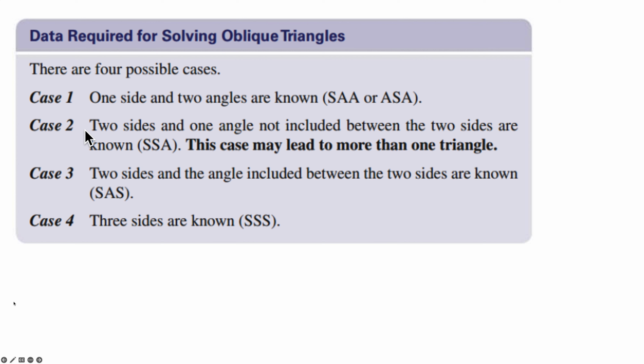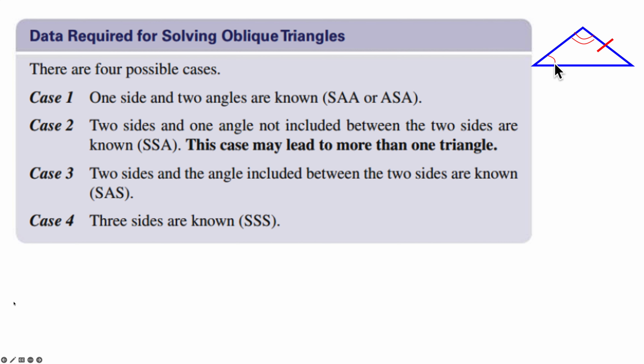Case number 2, two sides and one angle not included between the two sides are known. This is called the side-side-angle. Now, I prefer to call it the angle-side-side because it is a real pain in the angle-side-side, because as you can see, you can have more than one triangle.